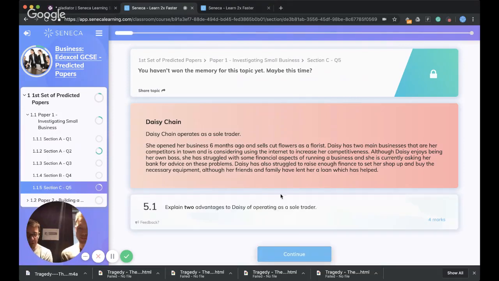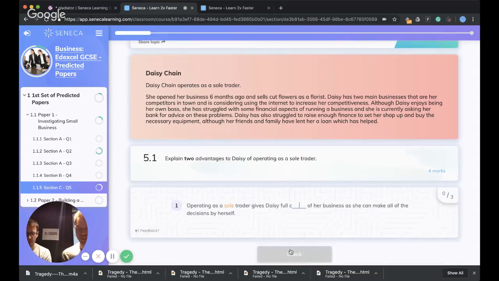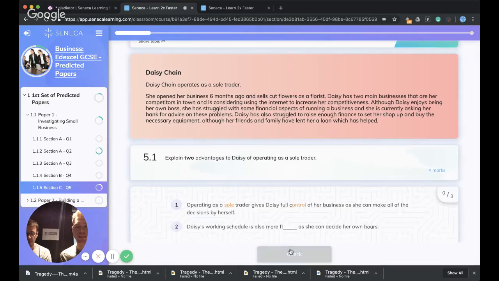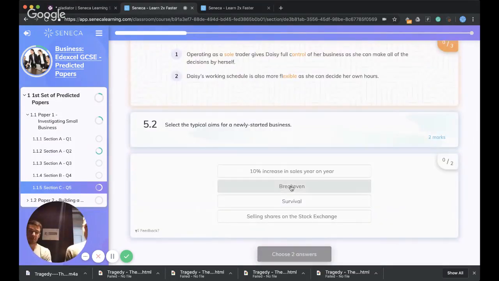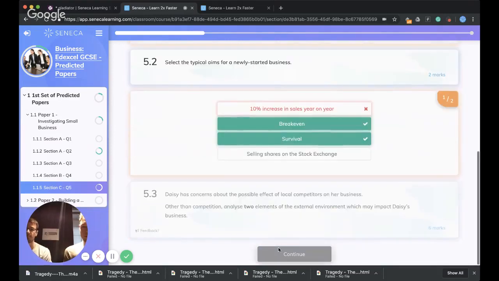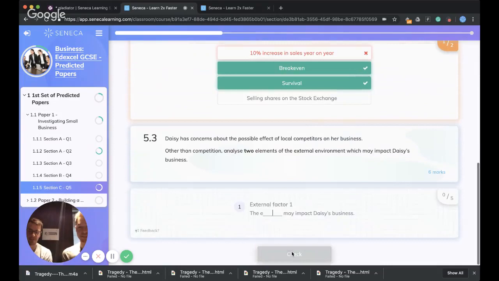She's borrowed money from her friends and family. They probably shouldn't have lent her that. I was going to say, that's a bad choice. I would not be investing in Daisy. We're going to skip this four-mark question. Sole trader is good because she can make decisions quickly. Sole trader is bad because she can't really hire anyone. She's not great about sole trading. It's in the name, sole trader.